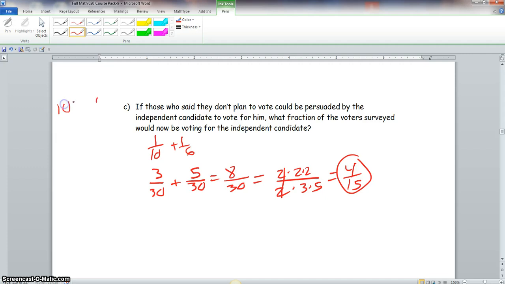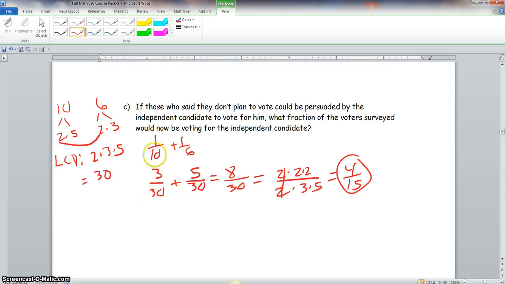So we can go off to the side here. 10 breaks down to 2 times 5, and 6 breaks down to 2 times 3. Now to find our LCD. Remember, if they match up, we count it once, and nothing else matches up. So 2 times 3 times 5 will give us 30. So your LCD is 30.